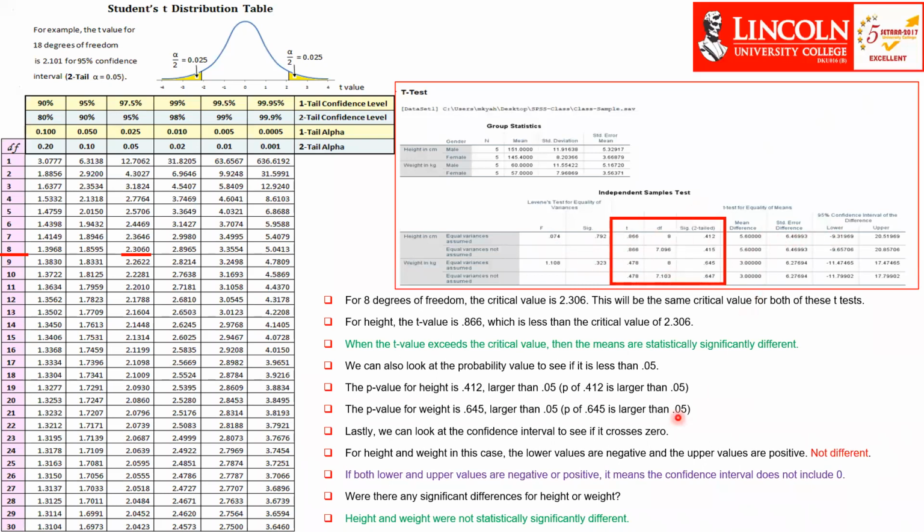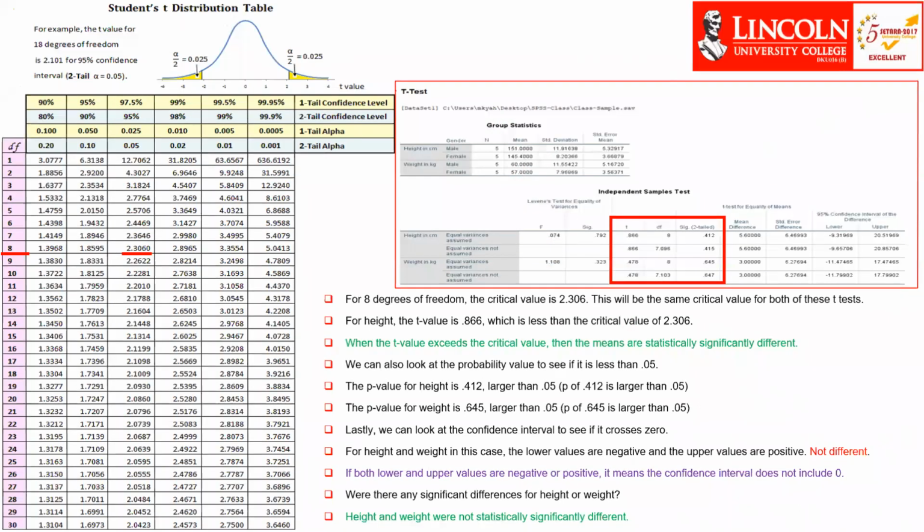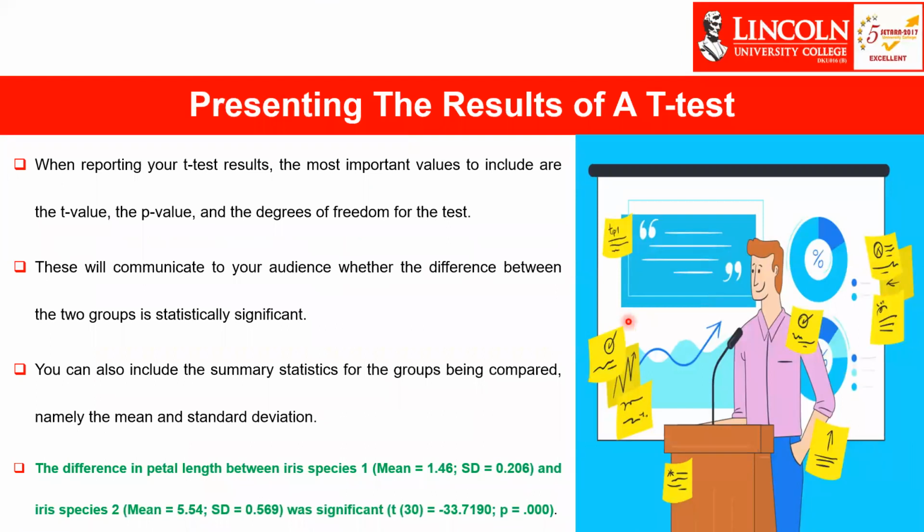So height and weight were not statistically significantly different. And if you look at the value here for height, for gender, male and female, the gap is not really much. And even for weight, for male and female, the gap is also not really much. So it's not statistically significantly different. Now, how do you present this result? How do you interpret it?